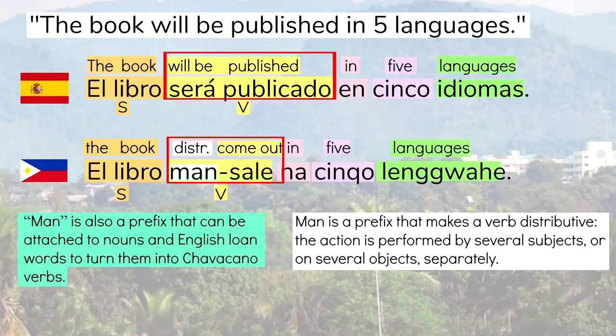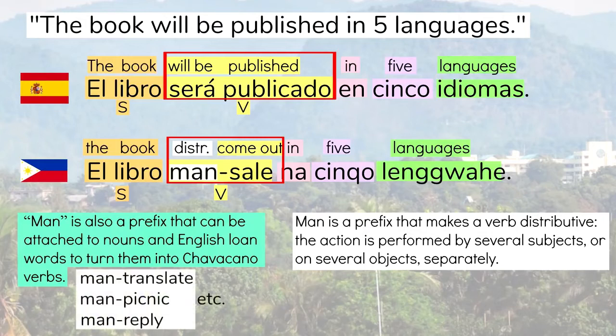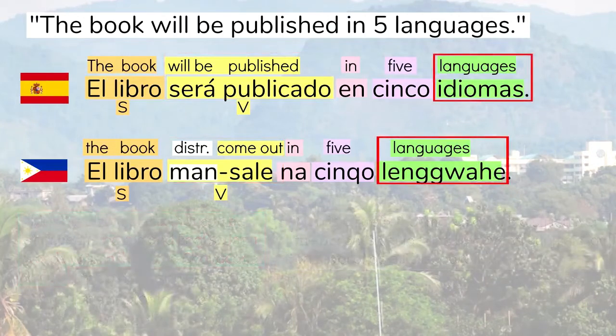Man is also a prefix that can be attached to nouns and English loanwords to turn them into Chavacano verbs. Man translate, man picnic, man reply, etc. There's a similar prefix, mag, in Tagalog and Visayan. And notice that the word for languages in Spanish is idiomas, while in Chavacano it's lenguaje.